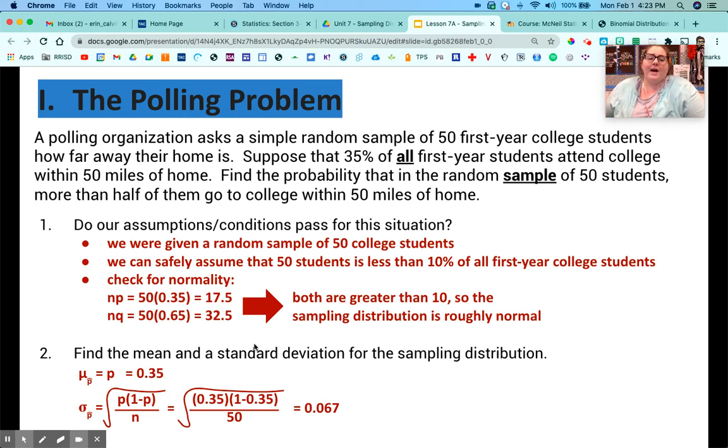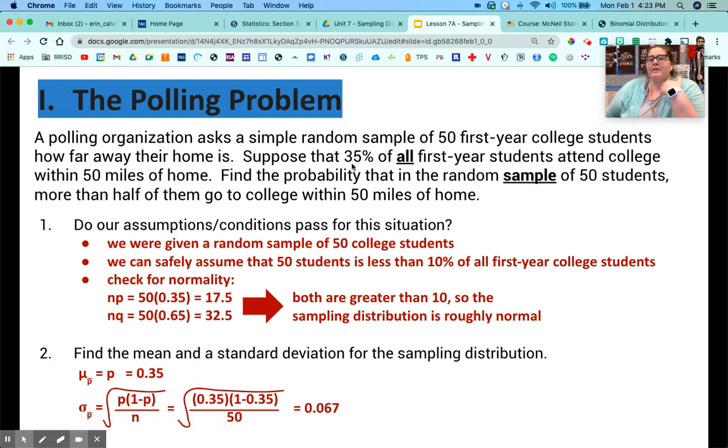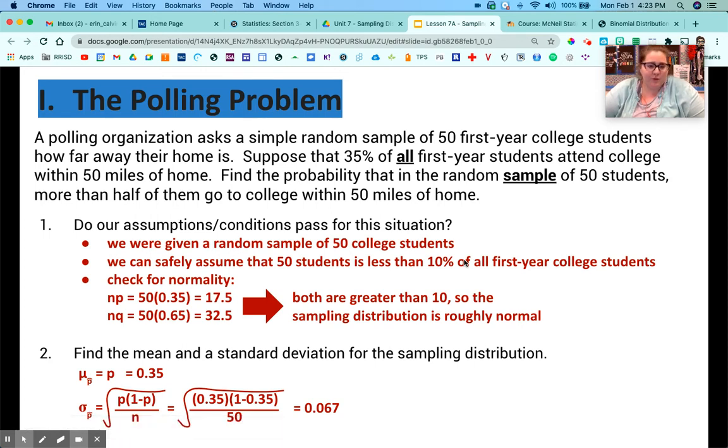Our second step would be to find the mean and standard deviation for the sampling distribution using our formulas. Our mean is mu p hat equals p, which is just 0.35. That 35% of all is our true proportion for the entire population. That is p, according to this situation. We just happen to know that. And then our standard deviation for the sampling distribution, sigma p hat, is the square root of p times 1 minus p over n. So the square root of 0.35 times 1 minus 0.35, which is 0.65, over 50, which is our n, and that comes out to 0.067.